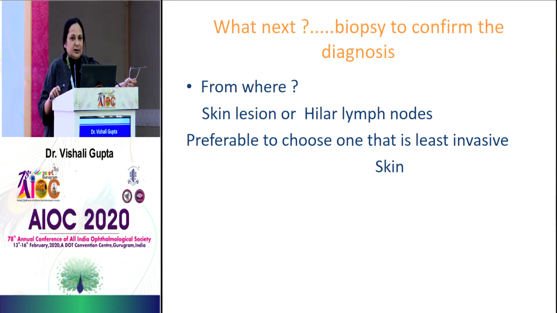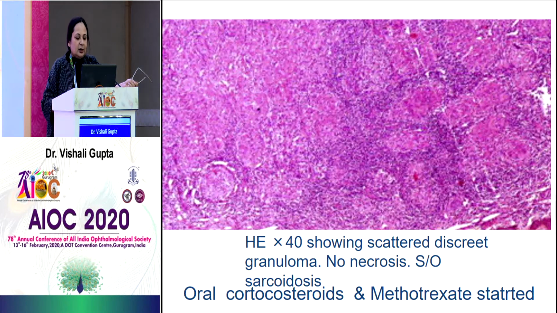What next? As I said, if you think of sarcoidosis, you need biopsy to confirm. But you have two sites now. You have the lymph nodes beautifully seen on X-ray, and you have a skin lesion. Which one would you prefer? Skin, because the basic principle is first do no harm. So whenever you are thinking of the patient, you choose the one which is least invasive, and in this case, it is skin. So here you go.